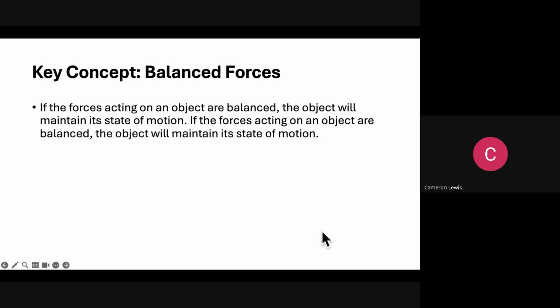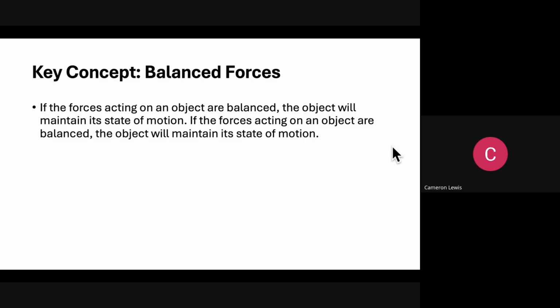Okay. Now here's this, right? If the forces acting on the object are balanced, the object will maintain its state of motion. That's what balanced forces mean, right? If the forces on the object are balanced, the object will maintain its state of motion.